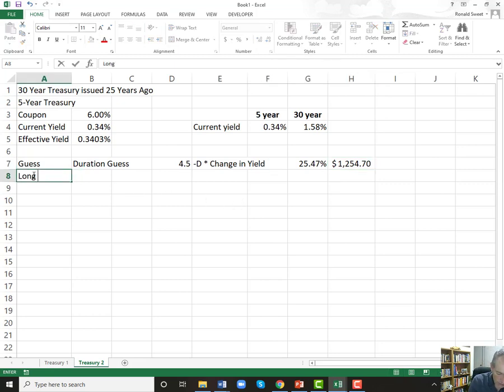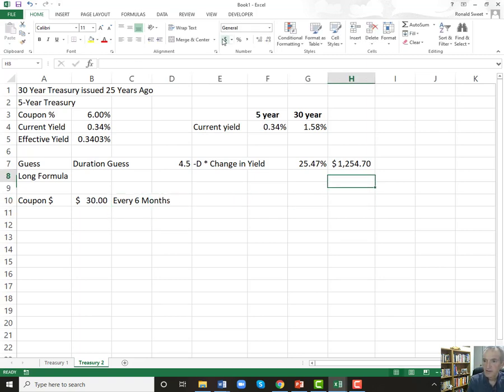Let me do the long formula that I always get wrong every time I try it the first time. So again, what is my coupon? Let's get the coupon in dollars. This is the coupon in percents. So the coupon in dollars, again, we take $1,000 times the coupon divided by 2. So we're going to get $30 every 6 months, or twice a year.